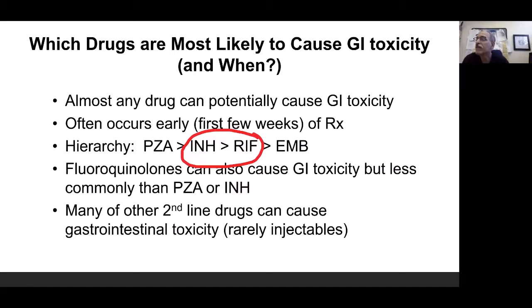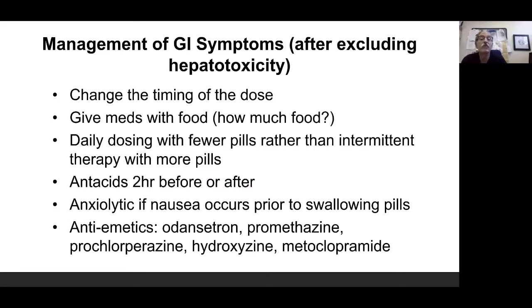Many of the other second-line drugs can also cause toxicity. Pretty much the only ones that almost never do are the injectable drugs, but they cause a lot of other toxicities. How do you manage them? You can play with the timing of the dose. You can give the medications with food, but this is a little bit challenging because the absorption of many of our medications is actually decreased when you have people take them on a full stomach. So you want to give them with something, but not necessarily fill them up before they take their medications.